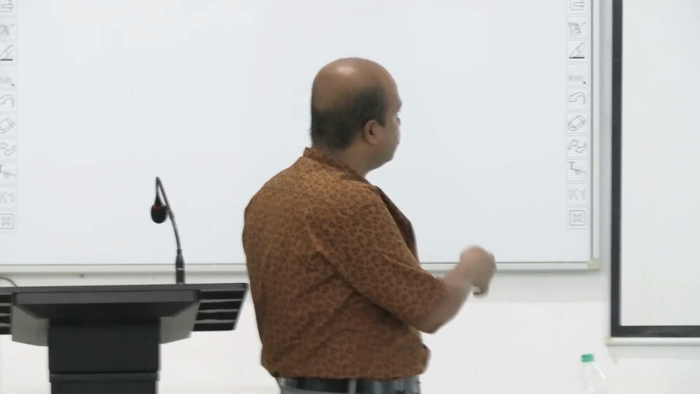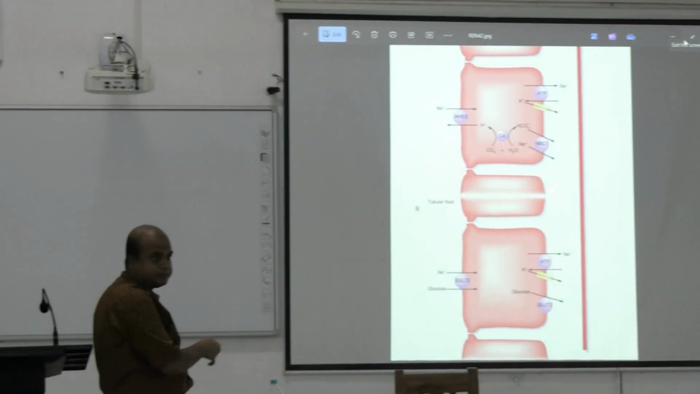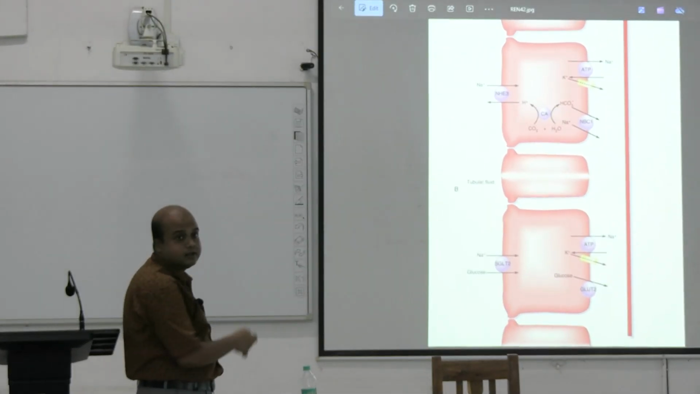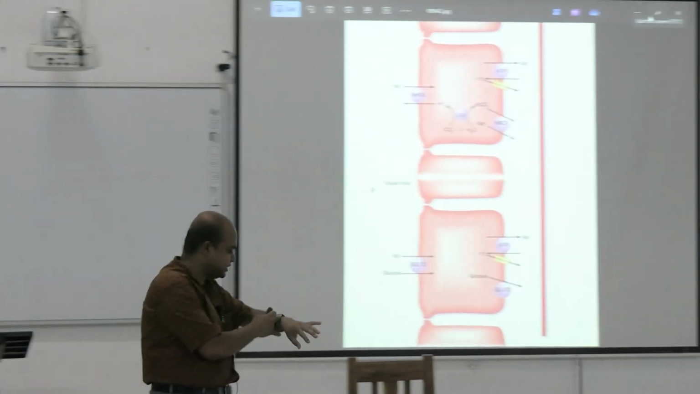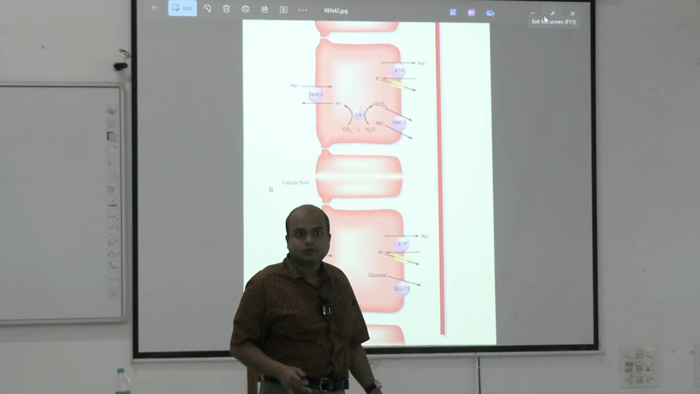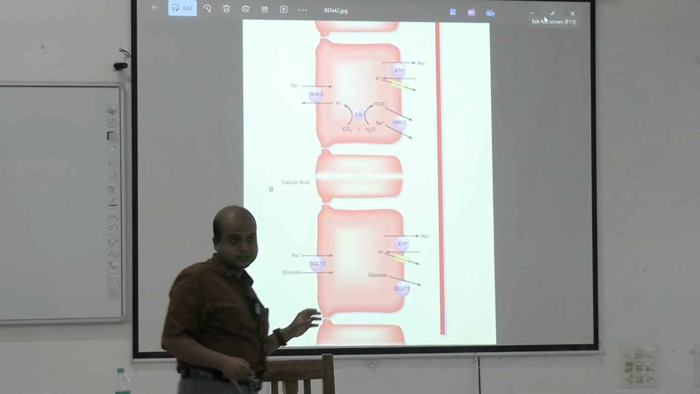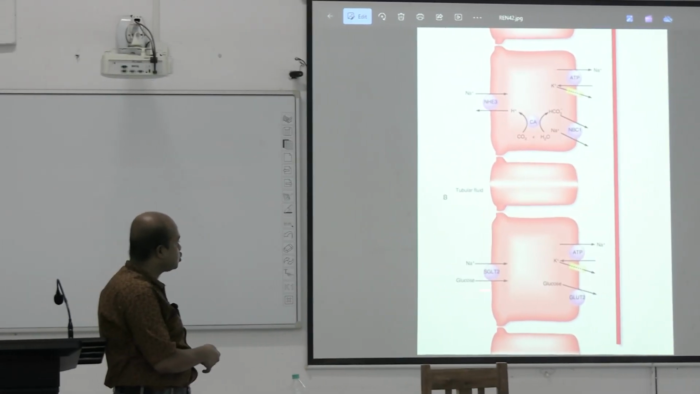This is the tubular lumen side. This is the peritubular capillary side, that means the interstitial side. And this space between the blood and the cell is obviously small, though it is depicted as large in the picture. This is called the lateral intercellular space. So see, this is the first part: sodium and glucose.